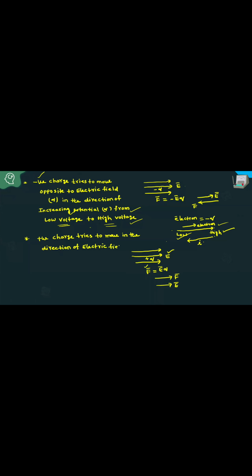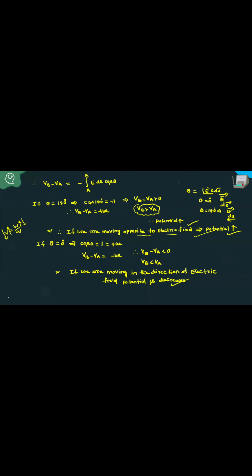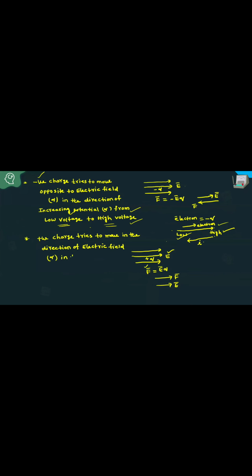Or it is also called which one, students? Direction of electric field means increasing potential or decreasing potential? Decreasing potential. In the direction of decreasing potential. Or it is also called which one, students? Decreasing potential means from high voltage to low voltage. That is, the positive charge is moving from high voltage to low voltage. Negative charge is moving from low voltage to high.